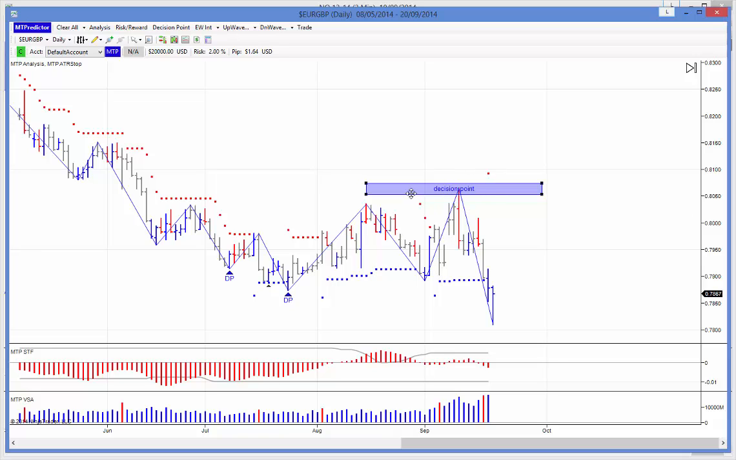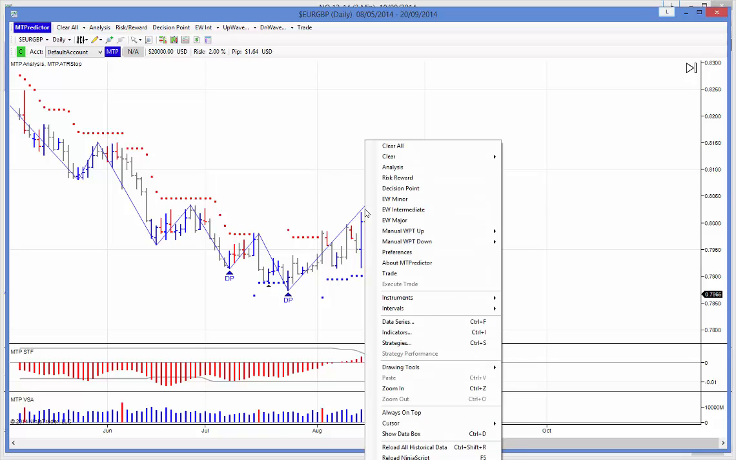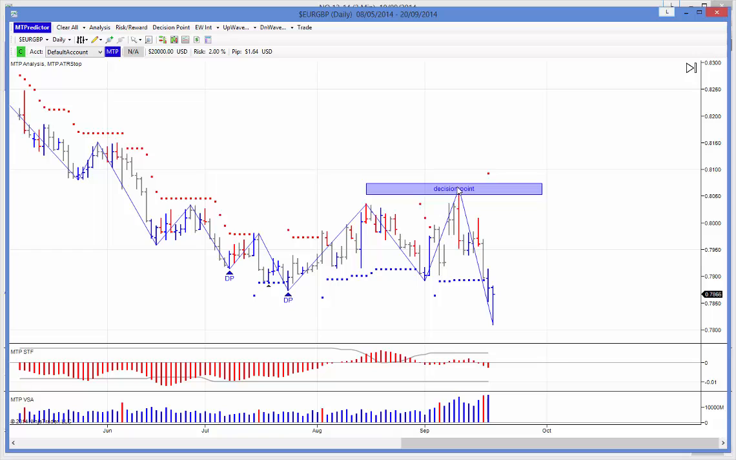I'll just take this off and show you where I put this on from. Basically the last pivot high. There's the last pivot high. So I had a level up there which defined the high at around 80.50 there, and as you can see the British pound has declined nicely since.